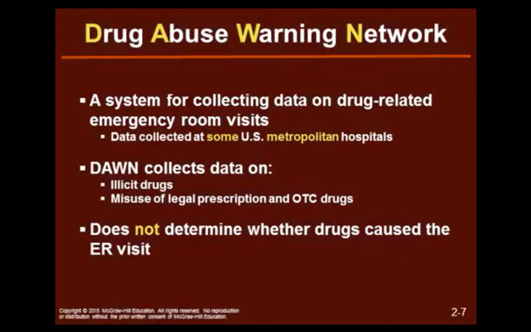So if you're driving your car and you have a car crash for another reason, but you get to the emergency room and your blood test indicates that you were consuming cocaine, your data gets reported. Now, we're not trying to determine whether the cocaine caused your car crash or not, just that you came into the emergency room and that you had that positive blood test for cocaine use.